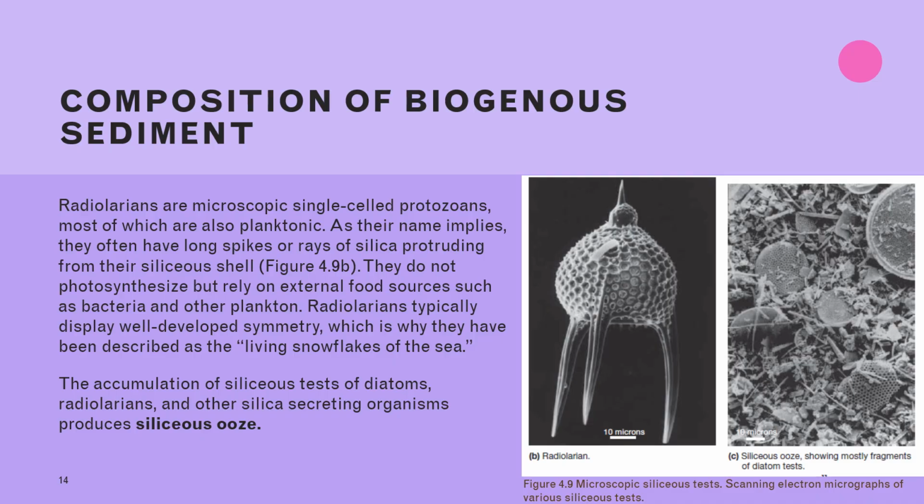Now, coming to the radiolarians, which are microscopic single-celled protozoans, most of which are also planktonic, and as their name implies, they often have long spikes or rays of silica protruding from their siliceous cells. You can see these spikes. Okay, so they do not photosynthesize but rely on external food sources such as bacteria or other plankton. And radiolarians typically display well-developed symmetry, which is why they have been described as the living snowflakes of the sea.